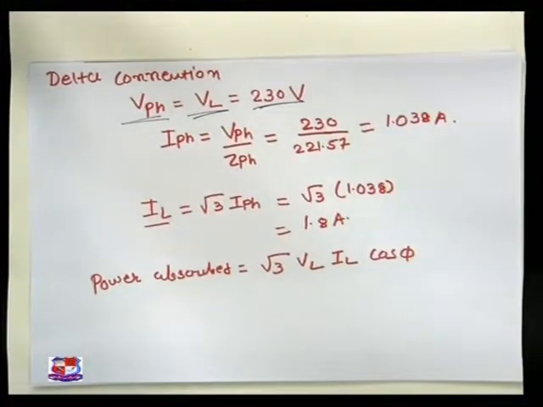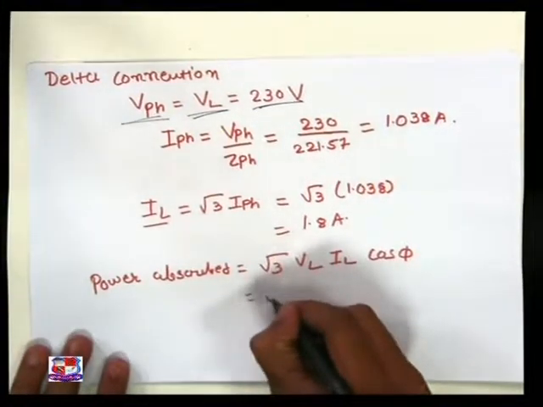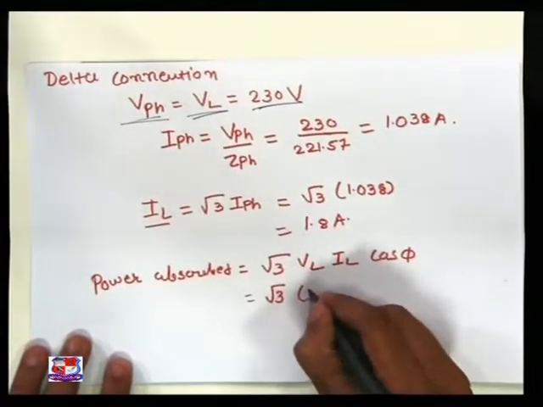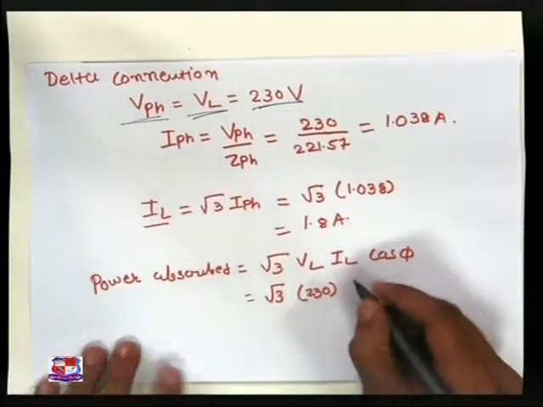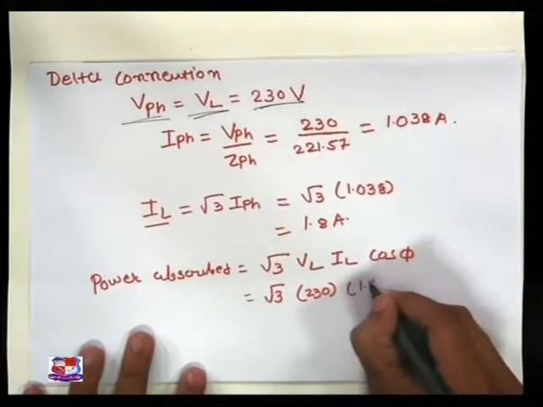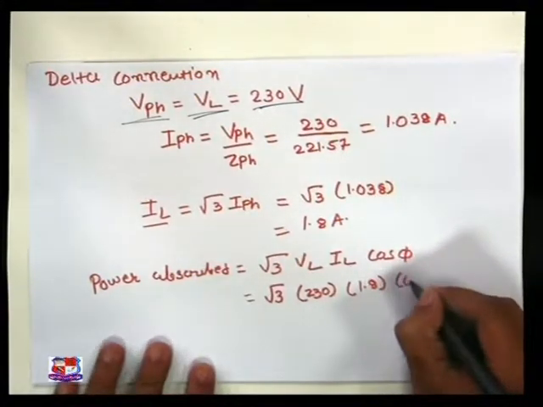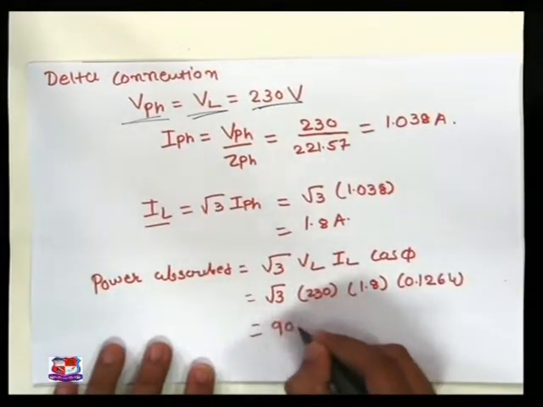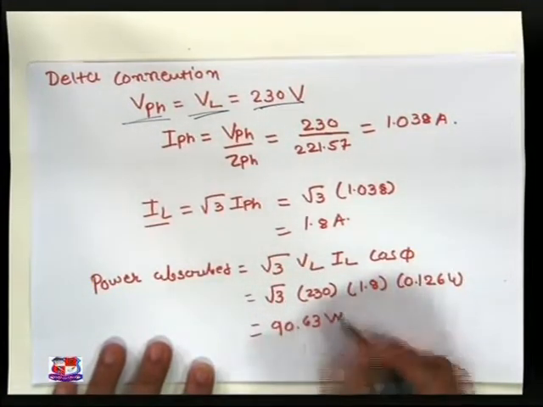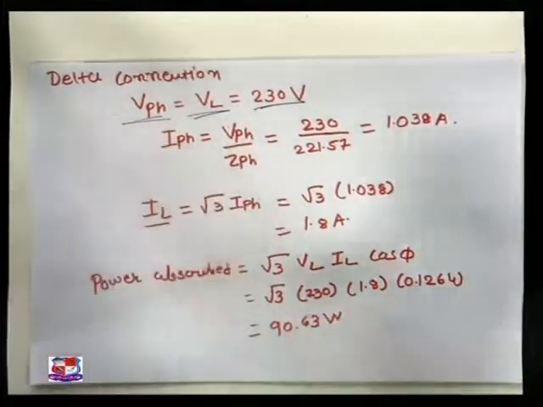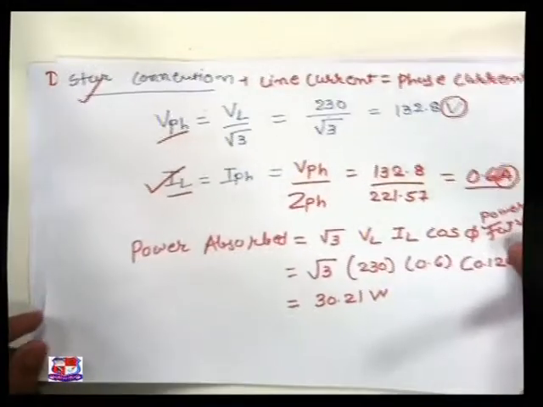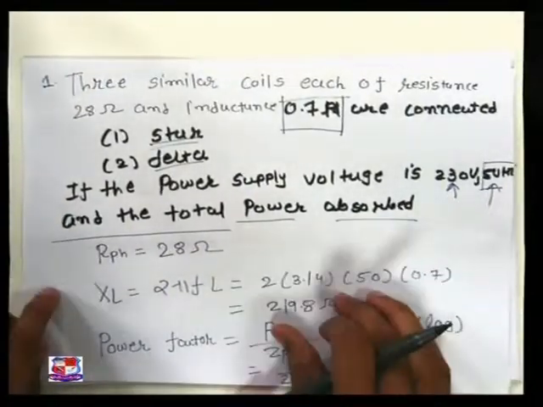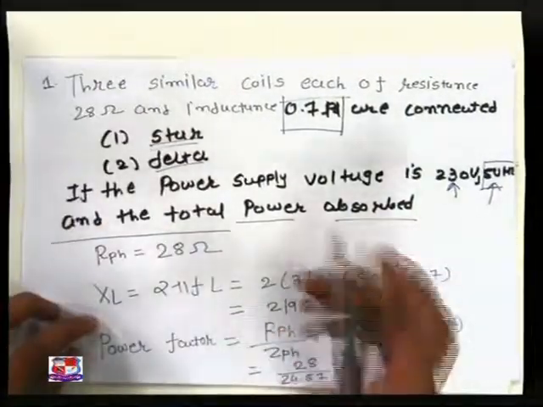The equation will be the same. So root 3, VL we have 230 volt, and the IL is equal to 1.8 and cos phi is equal to 0.1264. So we get the value of 9.63 volt. This sum we have done in the star connection and in the delta connection.